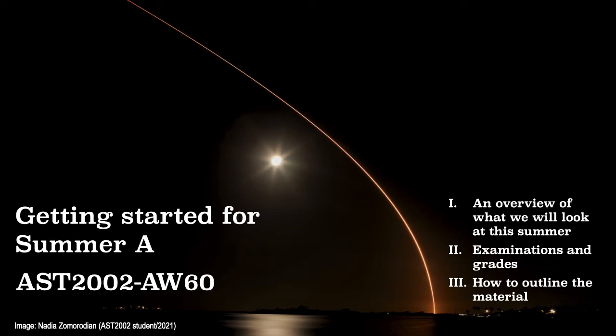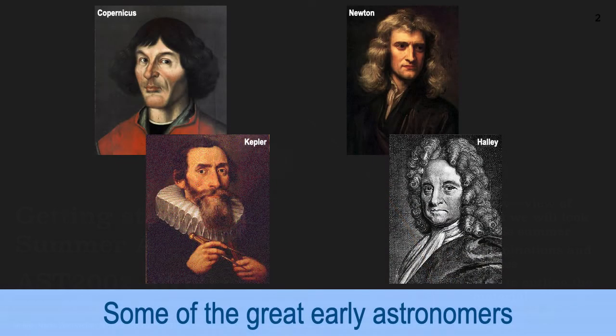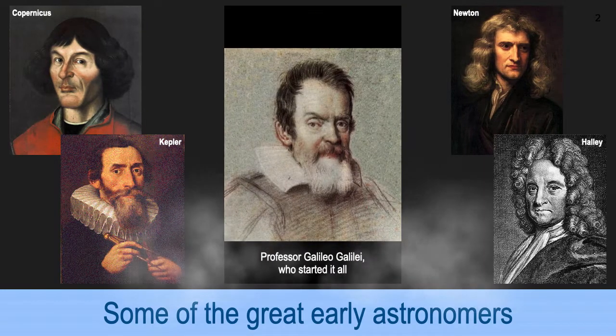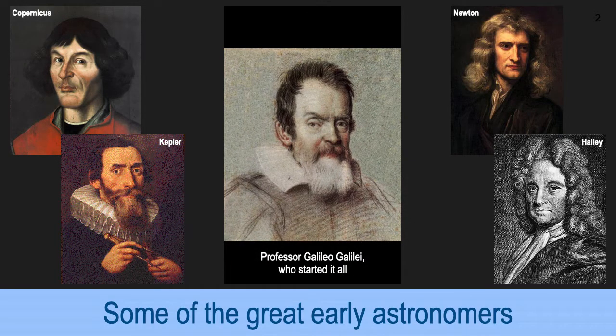So let's start with some of our material. First thing we're going to do is talk about some of the great early astronomers like Copernicus and Kepler, Sir Isaac Newton and his friend Edmund Halley. And of course, the big one, Professor Galileo. He's the one that started it all. And they're all important. He's really important.